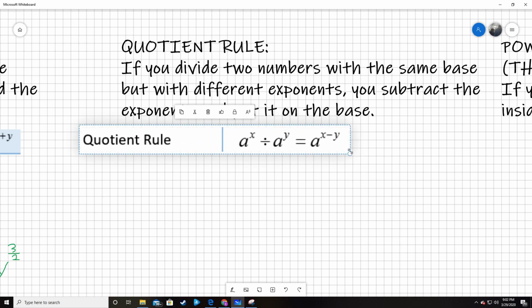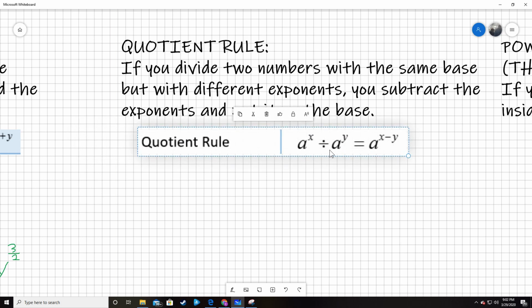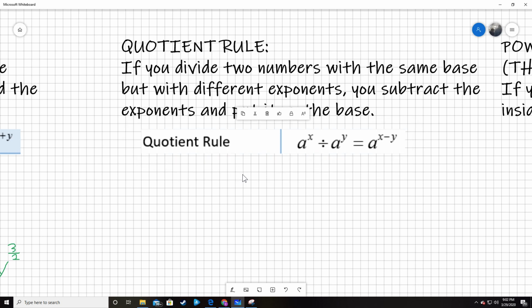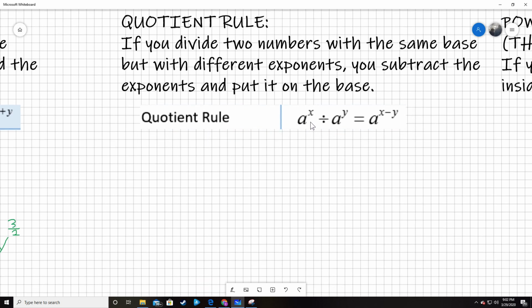All right, so our quotient rule is similar to the product rule, except we are dealing with division this time. So let's say we have two numbers, both the same, two bases with different exponents. What happens is we subtract the exponents and we put it on the base. So if we're dividing two numbers with the same base but different exponents, we subtract the exponents. There's two ways that they could write it. They could write it like how they do right here with the division symbol, or they could write it with a fraction in mind. So let's take a look. I'm going to show you the same problem but in two different ways.